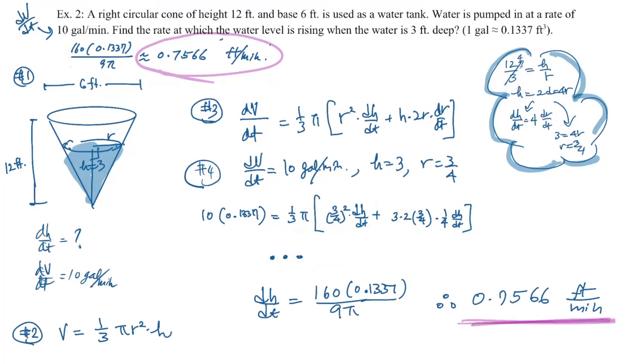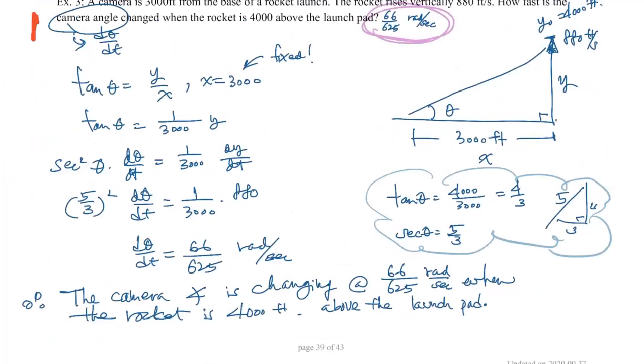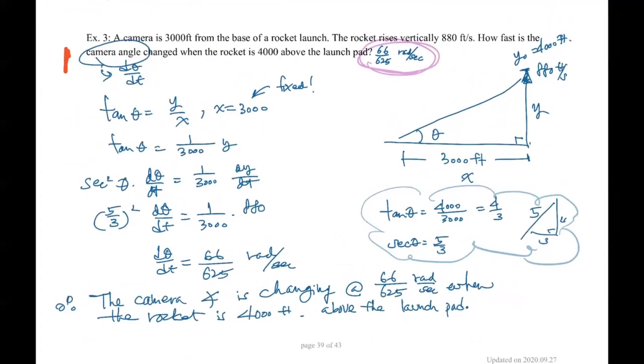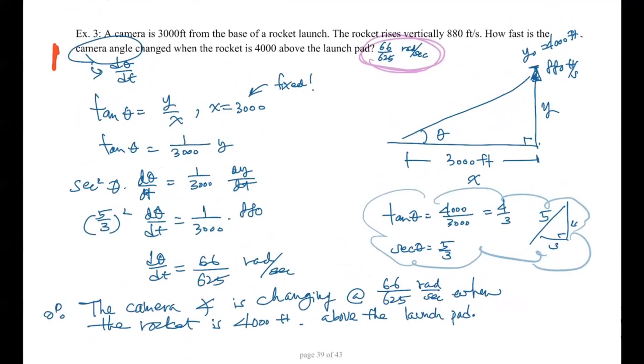Okie dokie. All right. So if you still have a question on it, we could go through this in fine detail in class, right? And look at this. Camera, 3,000 feet from the, I drew this picture for you already, right? And I wrote all the pertinent information over here. And the height at that point that we want to calculate is 4,000.